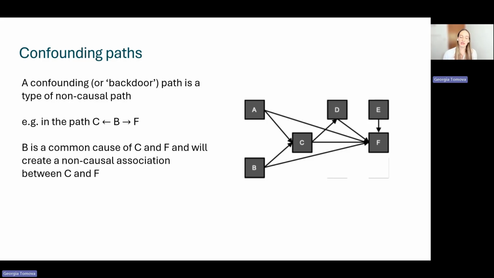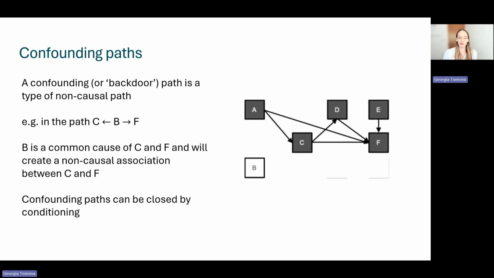What this would introduce is a non-causal or spurious association between C and F that is due to B being a common cause. In other words, we would call B a confounder. They would confound the observed association between C and F. But confounding paths can also be closed by blocking the path or conditioning on the variable. So if we condition on B, we would close this confounding path, and the confounding that's introduced between C and F will be removed.